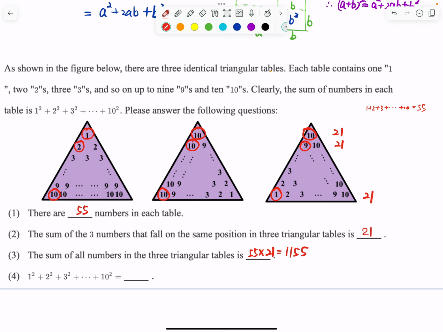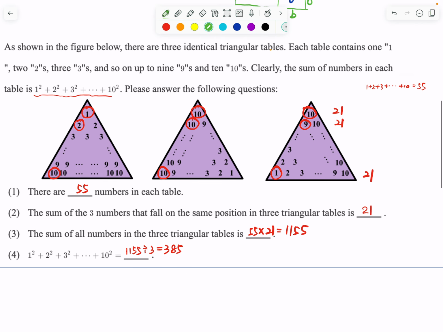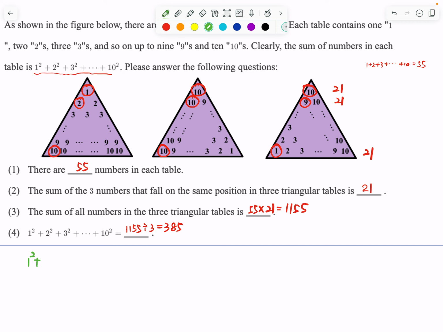But remember, do I need to calculate all the numbers in these three tables? No, we don't need to, right? We only need one. So the answer should be 1155 divided by 3, which equals 385. So this is for the sum of 1 square, 2 square, up to 10 square. But now, this time, let's make a change. I will use this green pen. This time, if I want to find 1 square plus 2 square plus 3 square plus and so on plus 2n square, what is the sum?